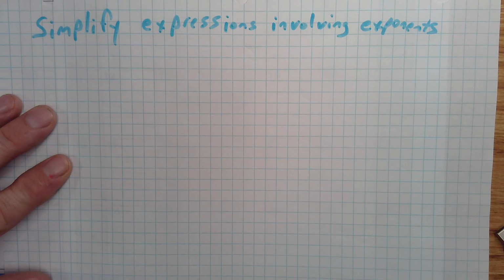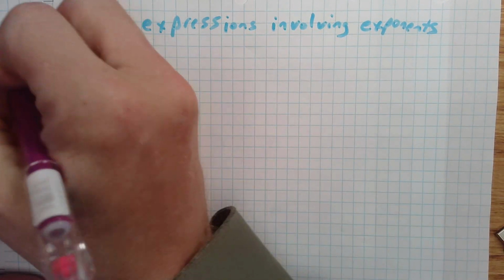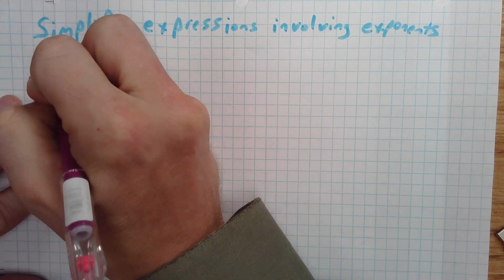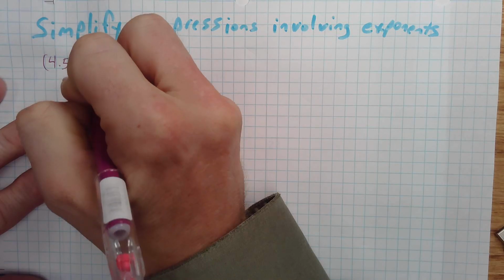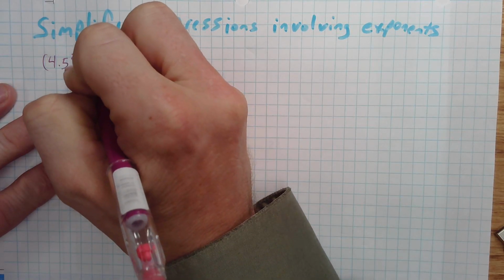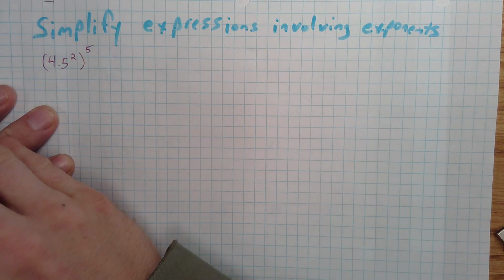All right, so we're going to go through some examples of using the laws of exponents to write equivalent expressions. Let's say we have something like 4.5 squared, and that quantity is to the fifth. We're not solving it, we're just going to write an equivalent expression.